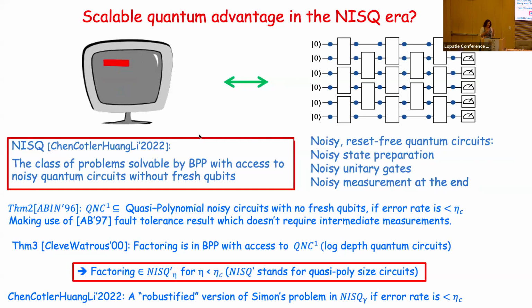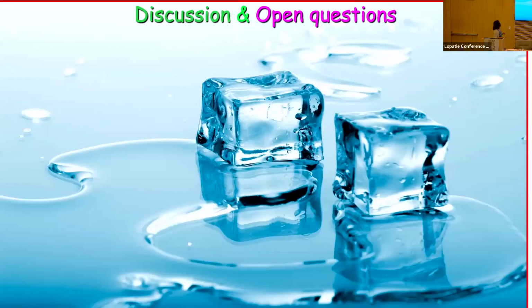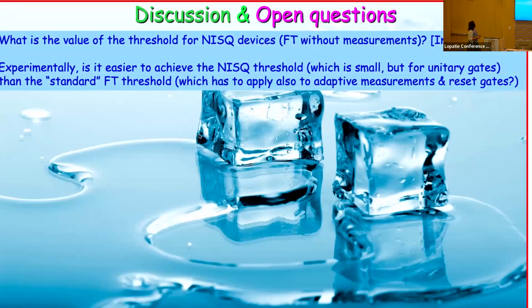Okay, so in fact, NISQ is very powerful. Thank you. I want to end with this question: what is the value of the threshold for NISQ devices? It's fault tolerance without measurements. And as far as I know, the only place where it was actually estimated is in our paper, from '97, not '99. And there's a question experimentally, is it easier to achieve the NISQ threshold, which is small?